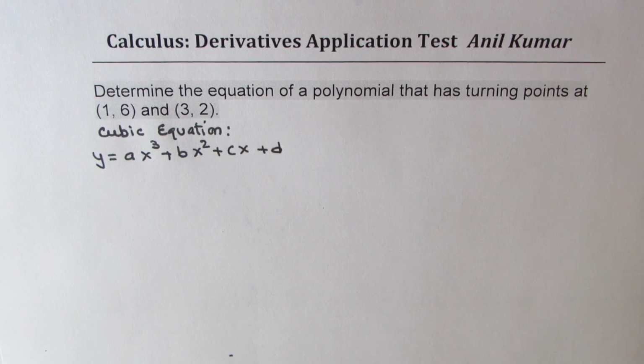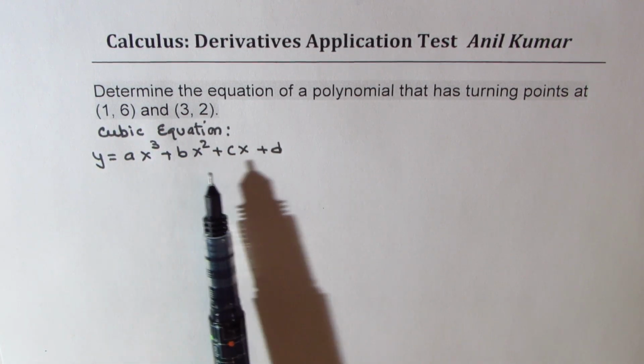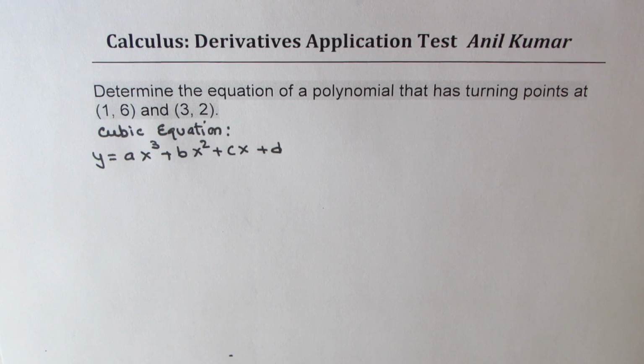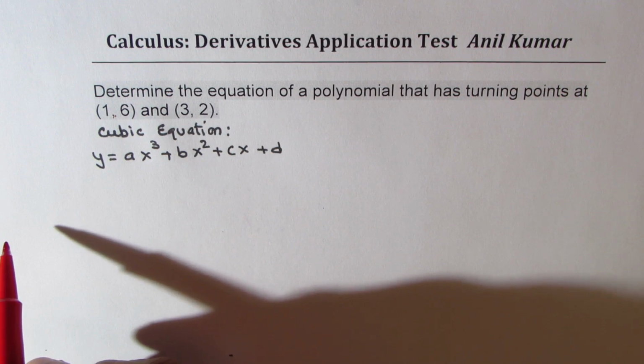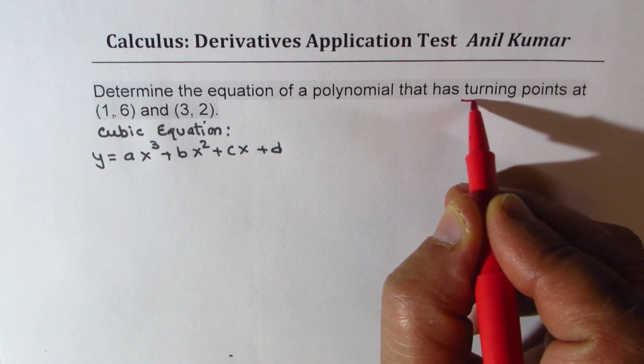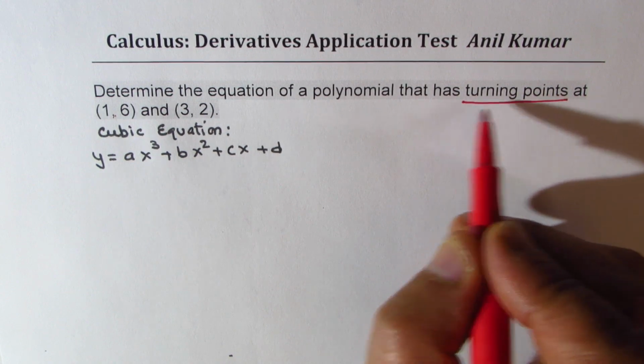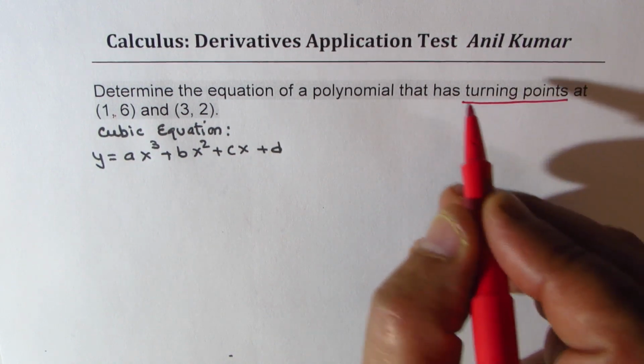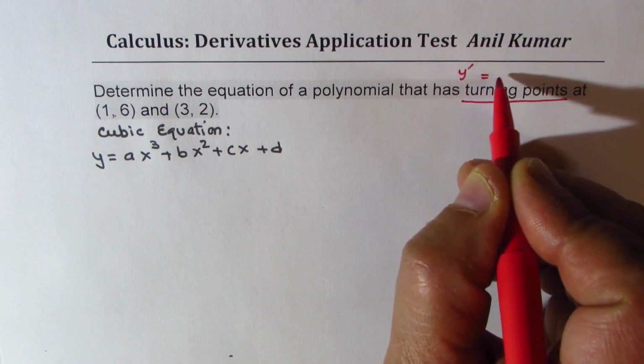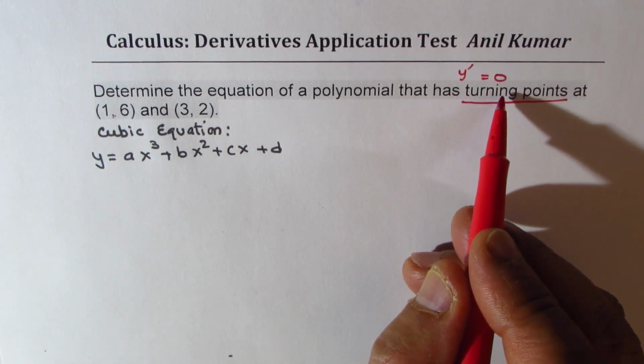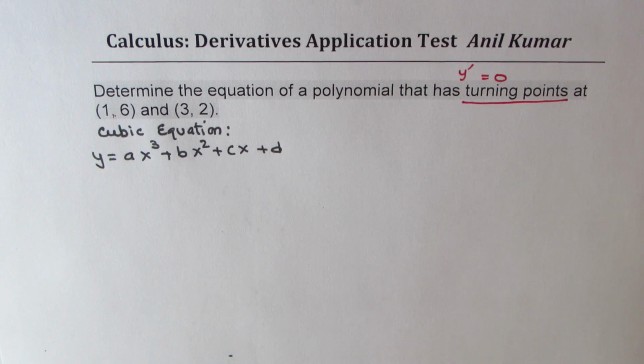right? Now, there are 4 unknowns here. We can actually find these 4 unknowns since we can form 4 equations. So we are going to get 2 equations from the given points and then 2 equations from the information about the turning points. Turning point means what? Turning point means that the derivative is equal to 0, right? So that is going to give us 2 more equations. So we'll have 4 equations to solve. So it's more or less a question based on simultaneous equations, right?